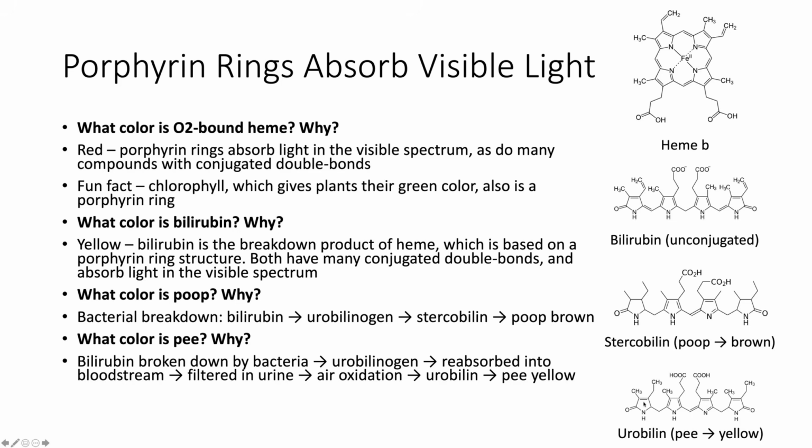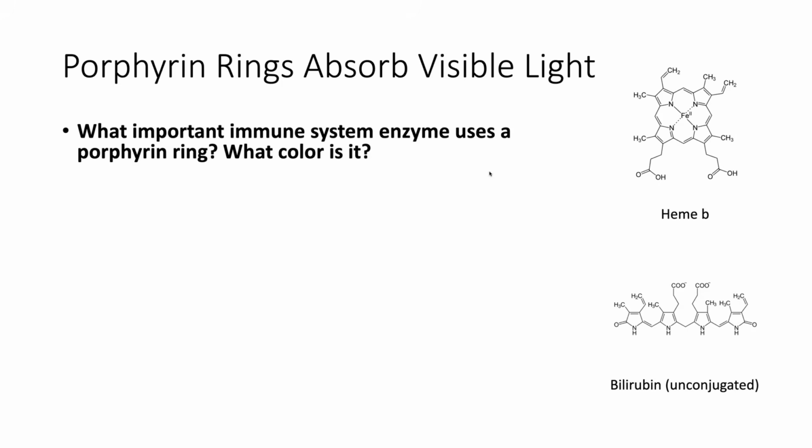But again, you can see it's just the same thing. They all look very similar. So it would make sense that all of these things come from the same thing, heme, and that they would be colored. Cool. What important immune system enzyme uses a porphyrin ring, and what color is it?